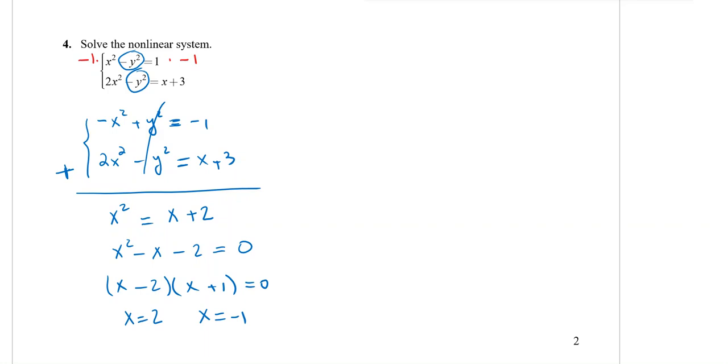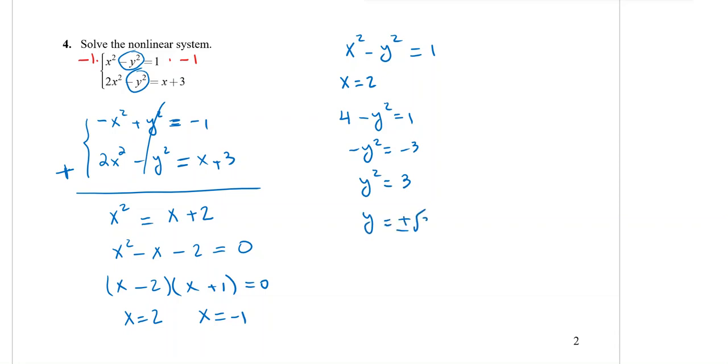Now, how do I get my y values? I'll just go back to the original equations, and I'll use the first equation. It has fewer terms to deal with. So we will plug in x equals 2. Then you get 2 squared, which is 4, minus y squared equals 1. Negative y squared equals negative 3. And we get plus or minus square root of 3 for y. So remember, this is 2 points, 2 comma square root of 3 and 2 comma negative square root of 3.